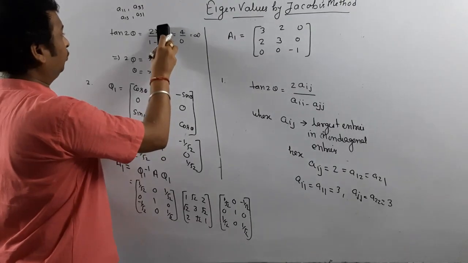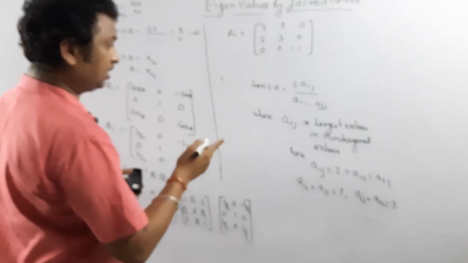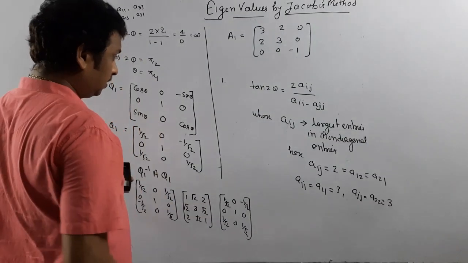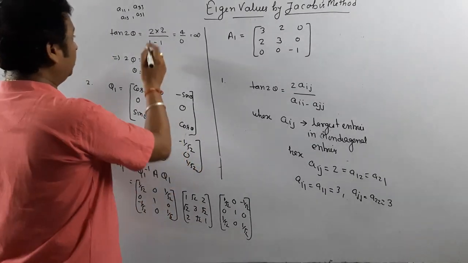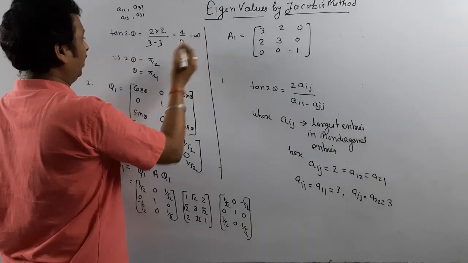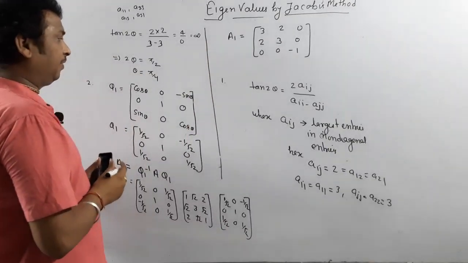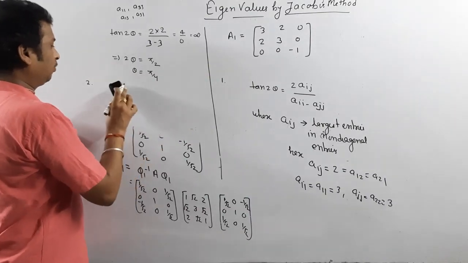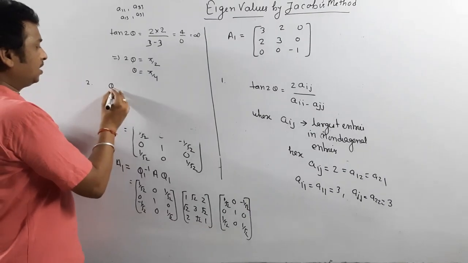So again, just put in the value. What is tan 2 theta? 2Aij. What is Aij? 2 only. Correct. Then this is 3 minus 3. So the value is again 0, and theta is again pi by 4. Now the Q1 value we calculated, so we are going to write Q2 here.